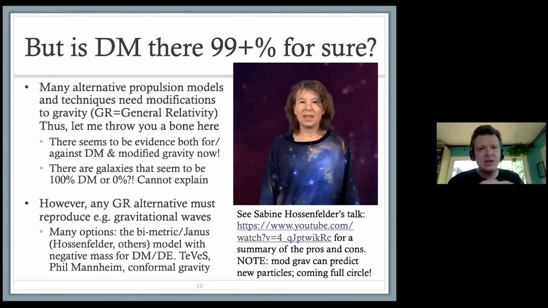But what's really interesting to me, if you look again at a recent talk by Hossenfelder, is she points out that the vast majority of modified gravity theories predict a new field, and that new field is quantized as a new particle. And so we come full circle back to dark matter. So even when you modify gravity, you're often forced to invent new particles. And that's not a new idea. I actually heard that 15 years ago, also at a conference at Fermilab.